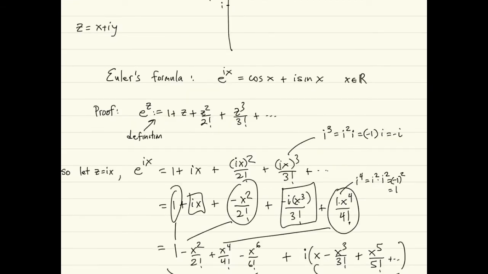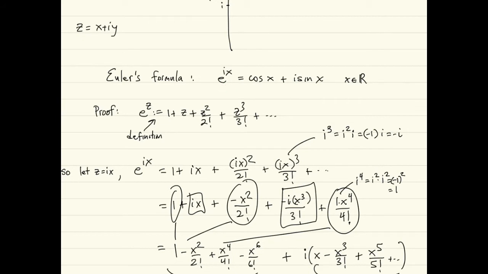Next, I want to talk about Euler's formula. Well, one of his formulas, the one that says that e to the ix is equal to cosine x plus i sine x for x any real number. Sometimes you'll see theta instead of x. That's a little more typical. So what's the proof of this formula?